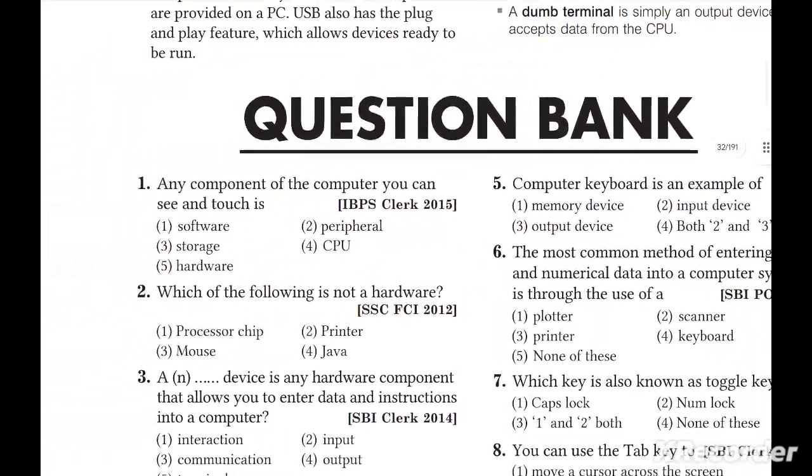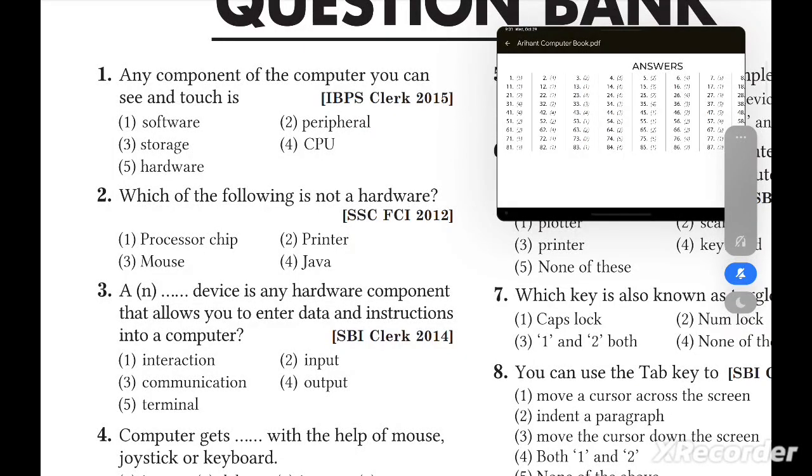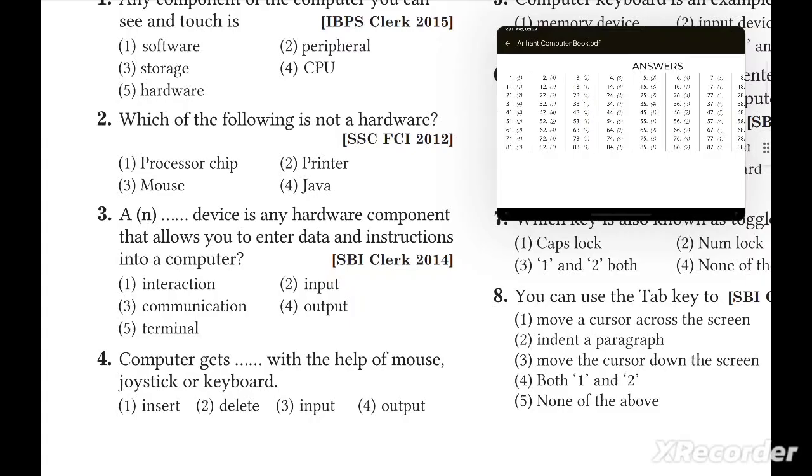Question bank. Question first. Any component of the computer you can see and touch is: first, software; second, peripheral; third, storage; fourth, CPU; fifth, hardware. The correct answer is fifth, hardware. Next, which of the following is not a hardware? First, processor chip; second, printer; third, mouse; fourth, Java. The correct answer is fourth, Java.